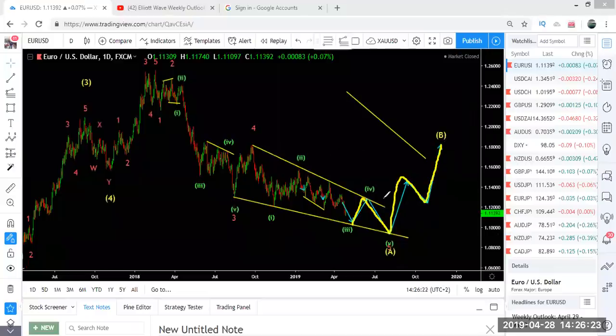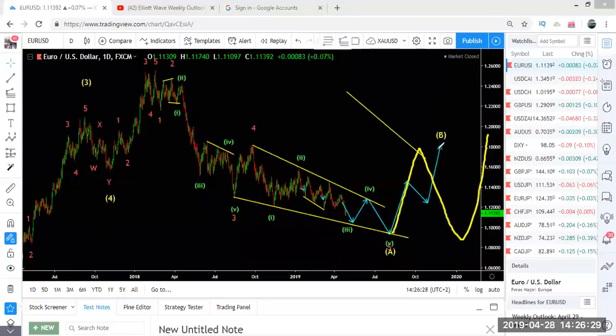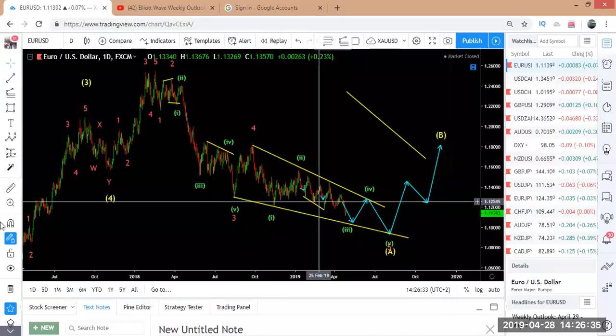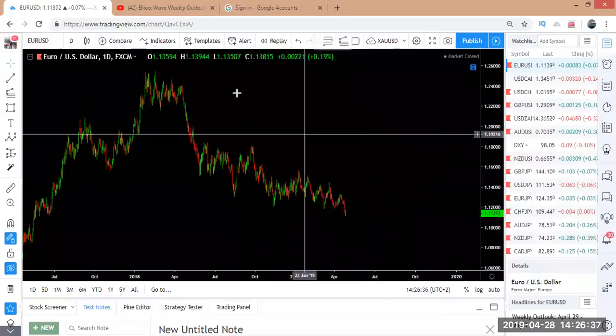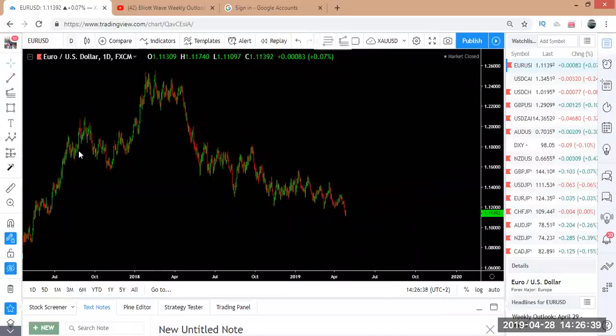It does not have to be that. It can be any corrective structure. What if it becomes a flat correction like this? It's still okay. So that's why you need to have a clear understanding of what the structures are. Okay, so that is Euro. Let's switch off here and go to the 4 hour.